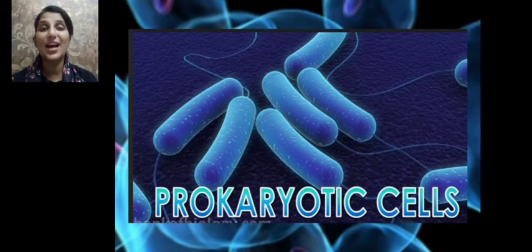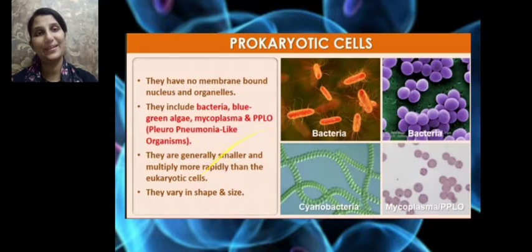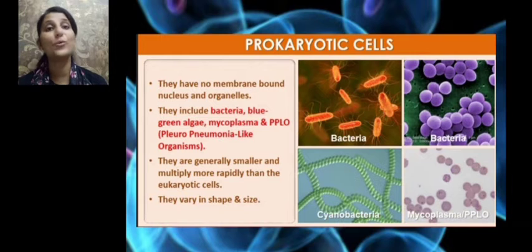Dear children, in the last module, we had learned that there are two types of cells, prokaryotic and eukaryotic. Now let us learn about what is a prokaryotic cell. Prokaryotic is derived from two words. Pro means primitive and karyotic means nucleus. So those organisms which have a primitive nucleus come under prokaryotic organisms. So prokaryotes have prokaryotic cells.